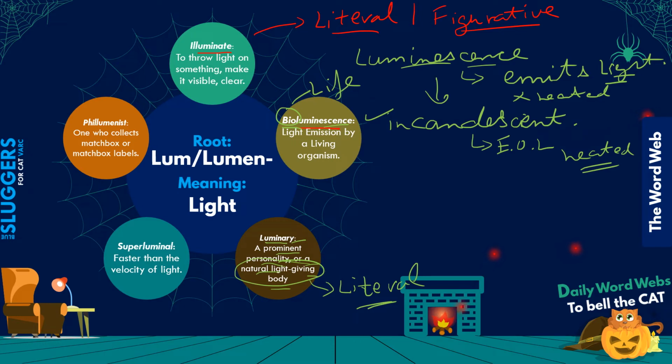The figurative meaning would be a very prominent personality who is very influential, quite famous and well known. They can also be considered luminaries. We'll see some examples of this in the sentences. Don't worry about that. Okay.